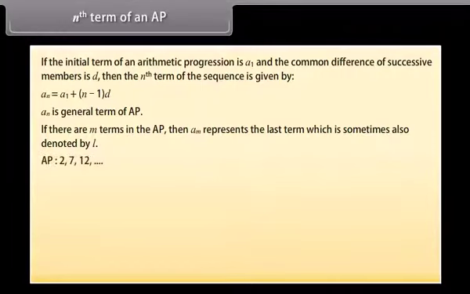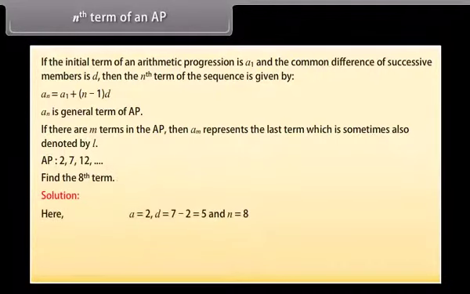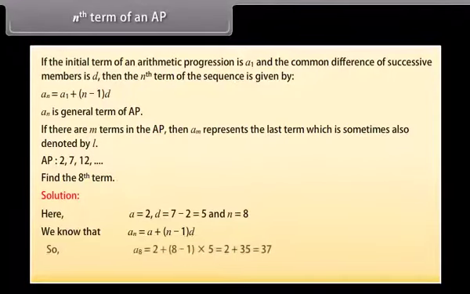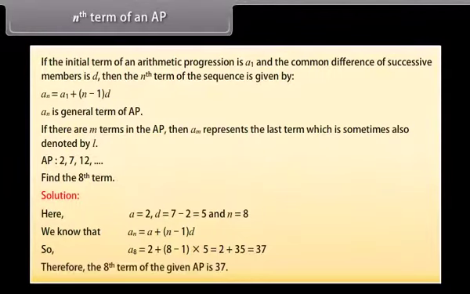Now by using the formula of nth term, let's find the 8th term of the given AP. Here a is equal to 2, d is equal to 7 minus 2, which is 5, and n is equal to 8. We know that an is equal to a plus n minus 1 into d. So, a8 is equal to 2 plus 8 minus 1 into 5, which is equal to 2 plus 35, which equals 37. Therefore, the 8th term of the given AP is 37.